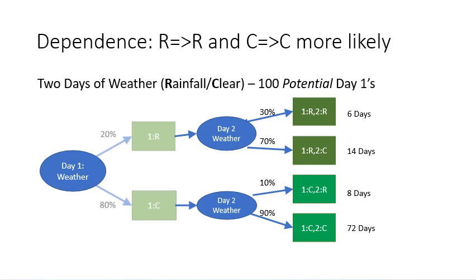So basically, we have dependence. If there is rain, then it is more likely to be followed by rain, and if it is a clear day, it's more likely to be followed by a clear day. If you track what happens on the 80 and 20 potential days, you find that there will be 6 days in which both days is rainfall, 14 days in which you have rainfall followed by clear weather, 8 days in which clear is followed by rain, and 72 days of clear weather on both days. So these are very simple probability calculations which can be made by just using the probabilities.